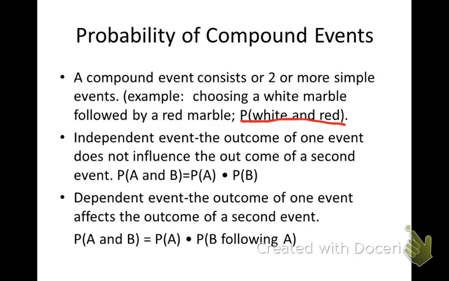An independent event is when the outcome of one event does not influence the other. And so usually with the compound event A and B, you find the probability of the first one, and you're going to multiply by the probability of the second one. If it's a dependent event, in other words, whatever happened first affects whatever happens second, you are going to multiply the two probabilities, but you have to consider that this second one happens following A. And this will make more sense when we start doing examples. You'll see what I'm talking about.